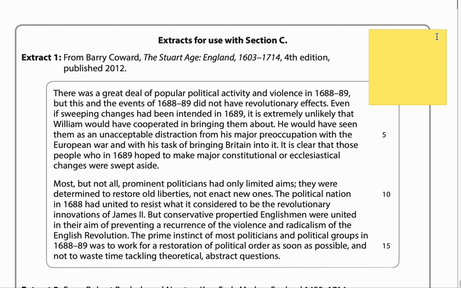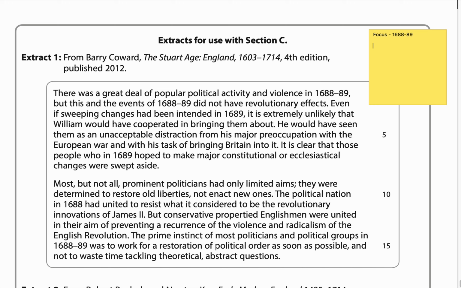Okay, so that's something, as you're looking at this in the exam, try and highlight what the focus is. So 1688 to 89. Yeah, that's really what it is, and it's in agreement with the question. Glorious Revolution didn't have revolutionary effects.